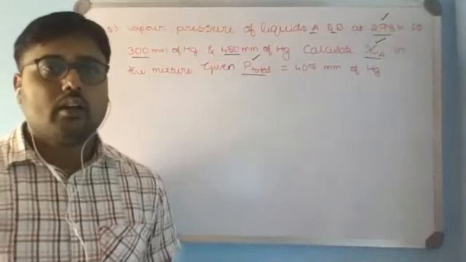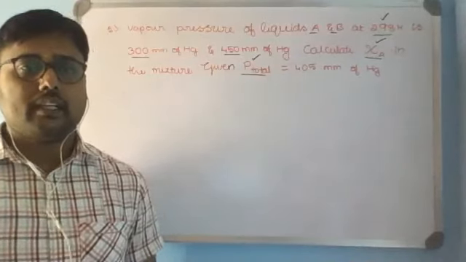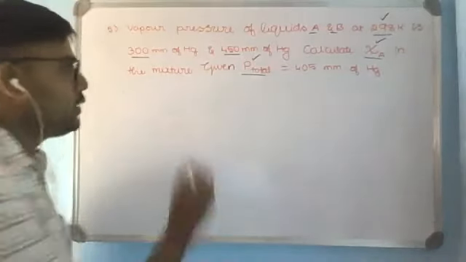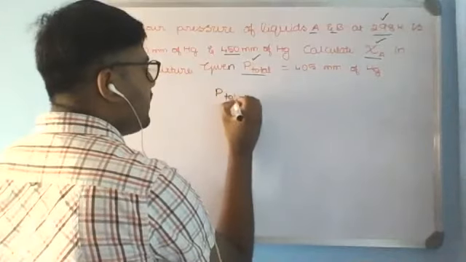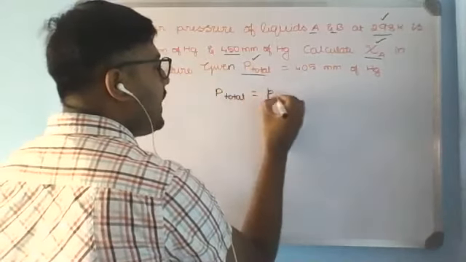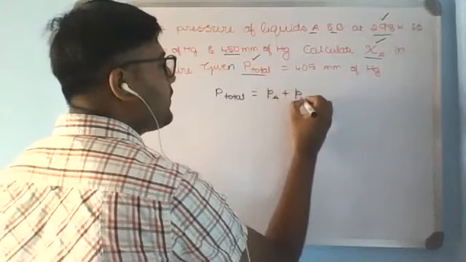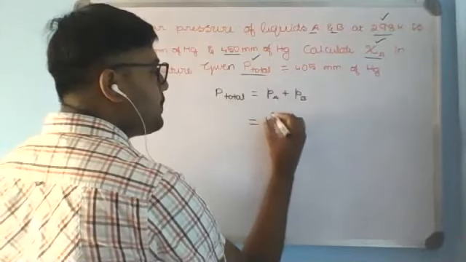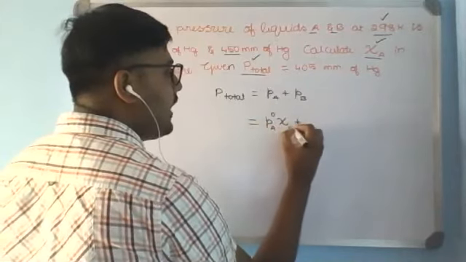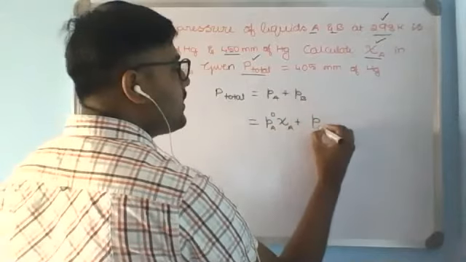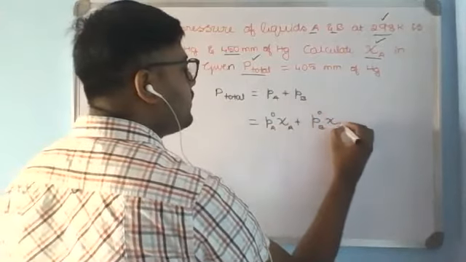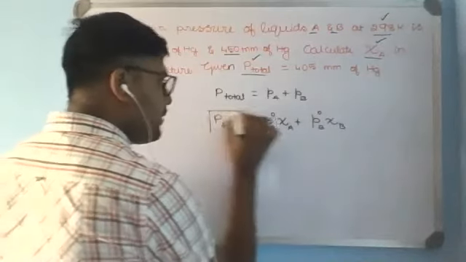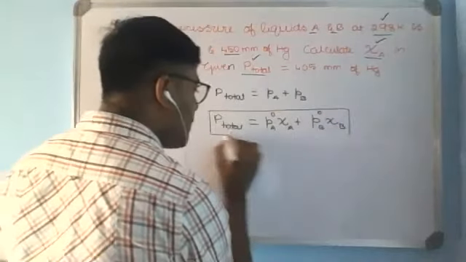You can recall. With Raoult's law mathematical form, by assuming Dalton's law relationship, as we have explained, P total will be equal to PA plus PB. And we know that PA from Raoult's law is given as PA naught times mole fraction of A. Similarly, PB is given as PB naught times mole fraction of B. Now, this is the formula we can use to solve the problem.